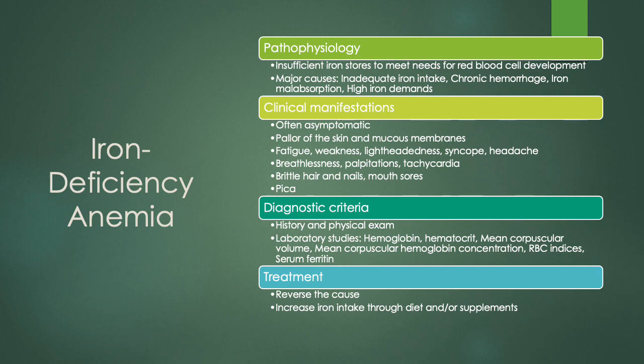As far as your diagnostic criteria, of course, you have to have a history and physical exam. Your laboratory studies include hemoglobin and your hematocrit. You want to look at your mean corpuscular volume, your mean corpuscular hemoglobin concentration, your red blood cell indices, and you'll also look at your serum ferritin, which is your iron count. As far as treatment, you want to reverse the cause, increase the iron intake through diet and or supplements.